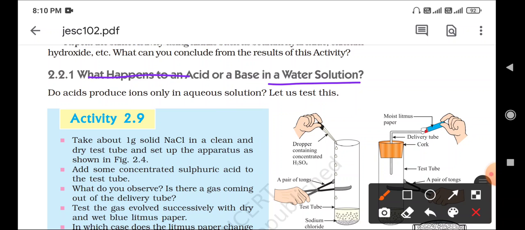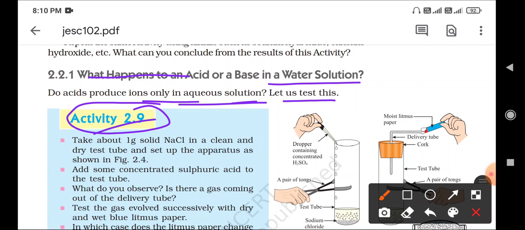Let us start today's topic, that is Activity 2.9. Do acids produce ions only in aqueous solutions? Let us test this. So you have to study here whether acids produce ions only in aqueous solution.